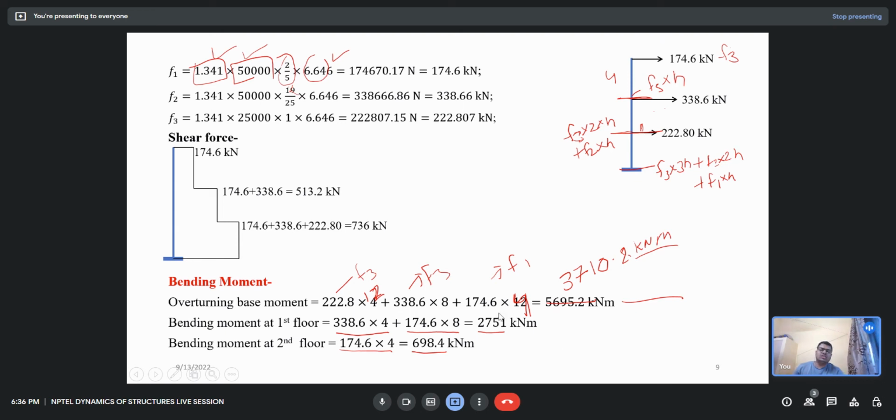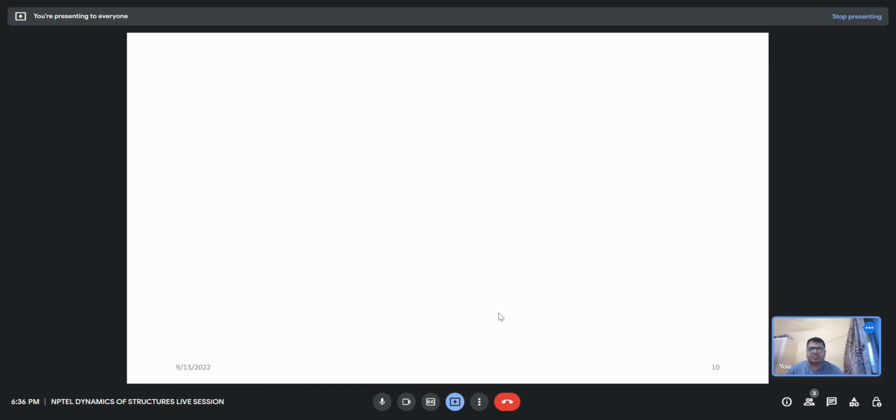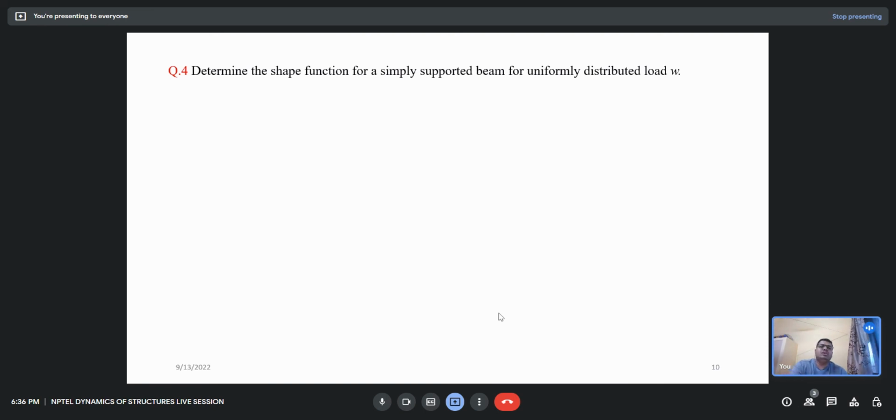Now these three questions are related to the lumped mass system. Now we will discuss the questions related to the continuous mass system. For the continuous mass system, first we need to determine the shape function. How do we determine the shape function? If you are given a simply supported beam with UDL load W, can you determine the shape function for the continuous system?